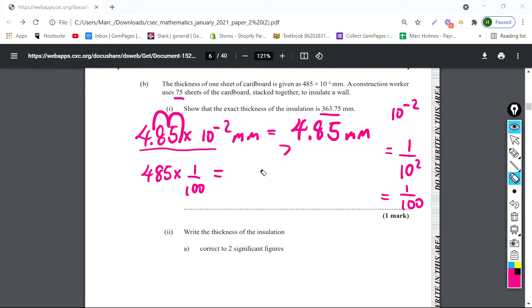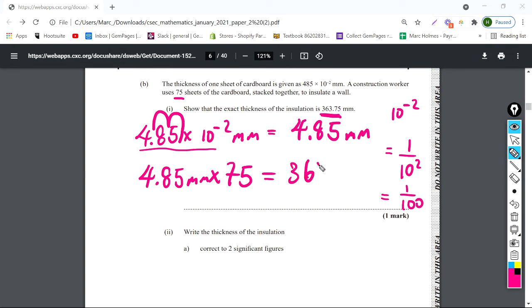So since we have the thickness of one sheet, in order to prove that the exact thickness of the insulation is 363.75, we just have to say 4.85 millimeters multiplied by 75, and this should actually give us 363.75 millimeters. Cool. Let me rub these out over here. That was just to explain.